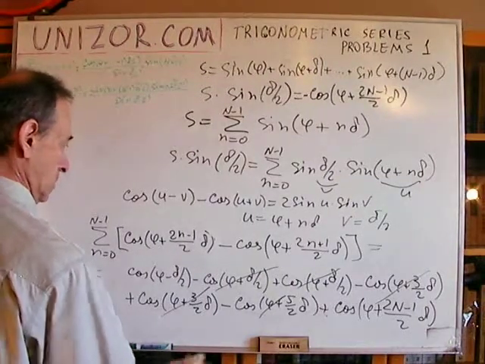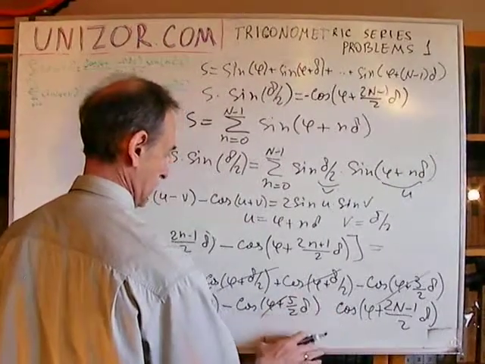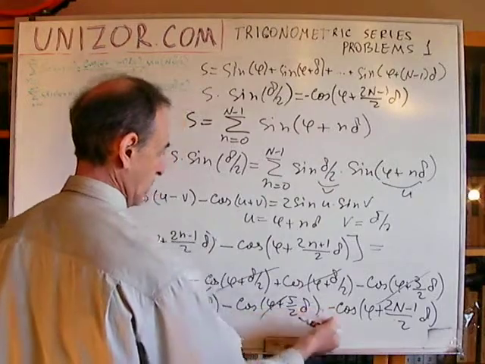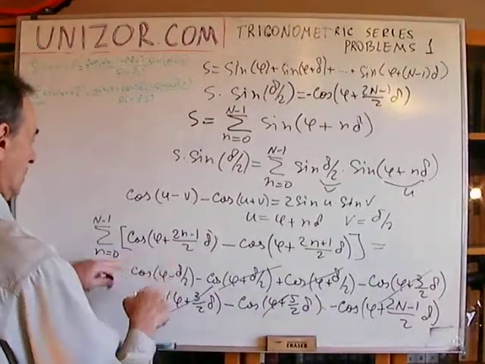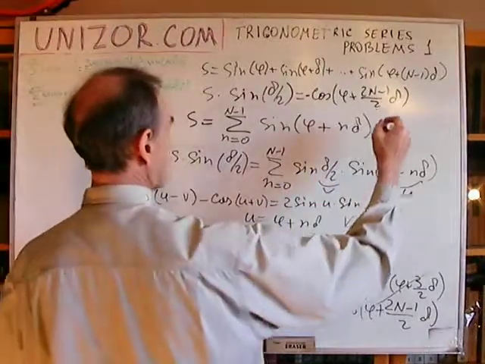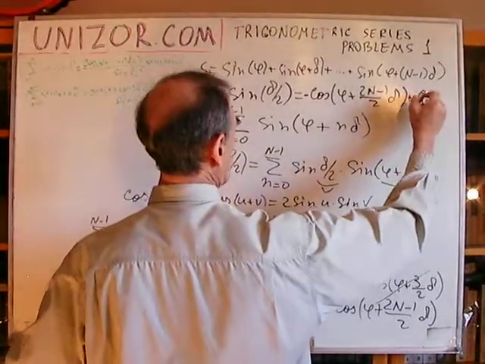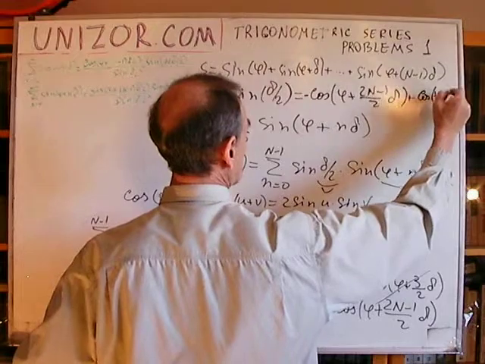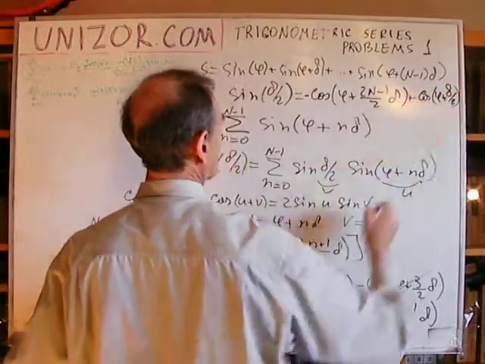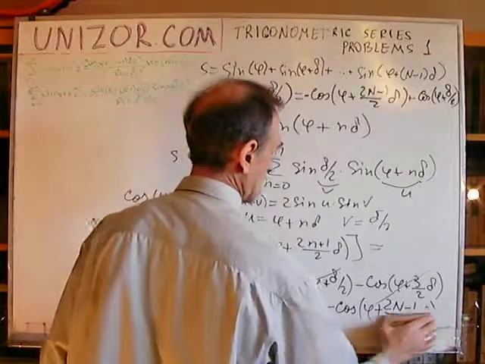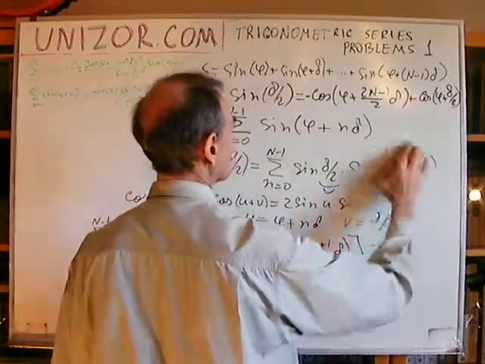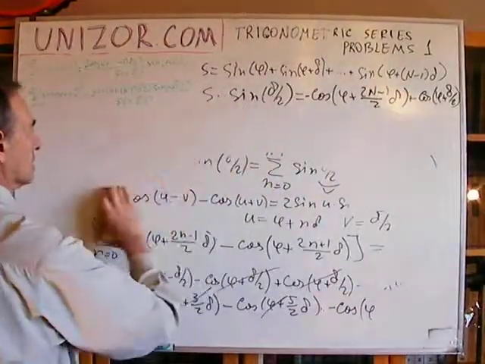Right? Yes, minus sign. Because the previous one with a plus sign will be reduced. And the one which in the beginning would be with a plus sign, cosine of phi plus delta over 2. So that's the result of summation in a concise form.